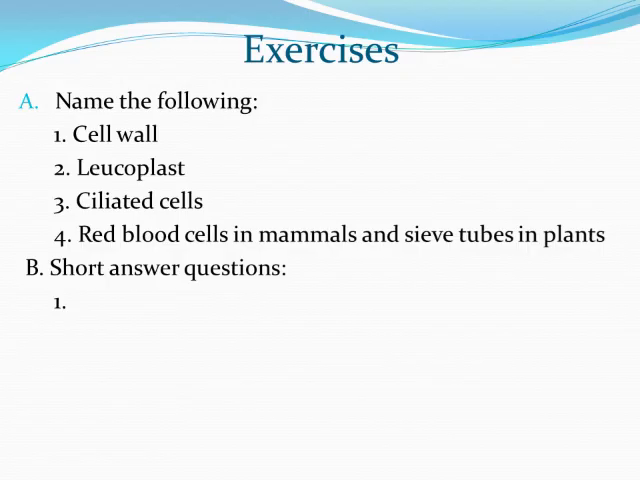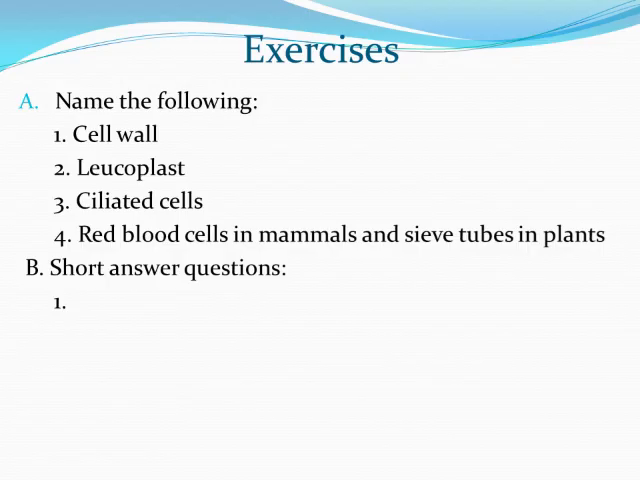Second one, the colorless plastids. That is, we have to name the colorless plastids. What are the colorless plastids known as? Leucoplasts. Okay. So the spelling is also written. Please mark the spellings nicely. Leucoplast. So leucoplasts are the colorless plastids.